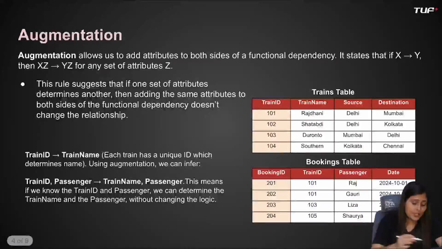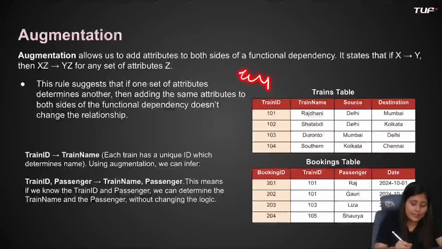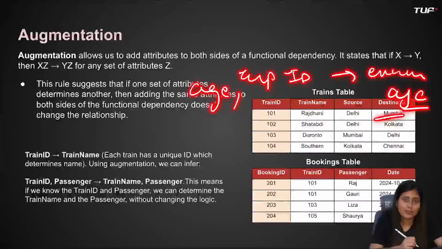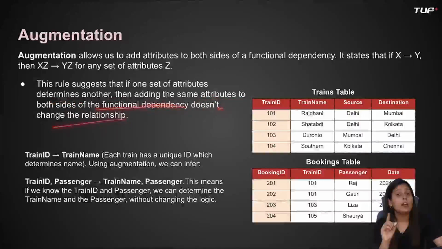Coming to augmentation, it says that it allows adding attributes to both the sides of a functional dependency. So let's suppose we have some x determines y, then we can add z on both sides. So if we say employee ID determines employee name, right? Then on both sides we can add age. That will not impact the functional dependency. This rule suggests that if one set of attributes determines another, then adding the same attribute to both sides of the functional dependency does not change the relationship.